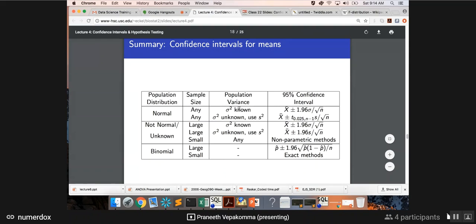But if the population variance is also unknown in your situation, which is very popular, then you use the estimate of the population variance. Then you have a confidence interval based on the t statistic, because then the distribution is the t distribution. If your population distribution is not normal, because heights of students or some other thing you're measuring may or may not be normally distributed, and your sample size is large and the population variance is known, then again the same thing. Unknown, then this thing.